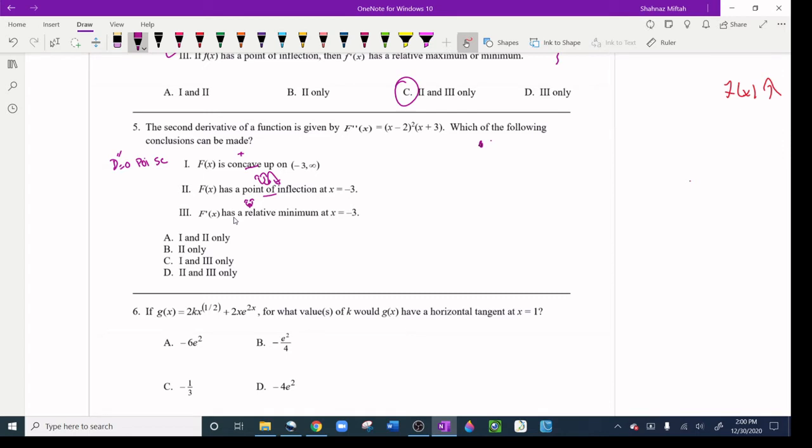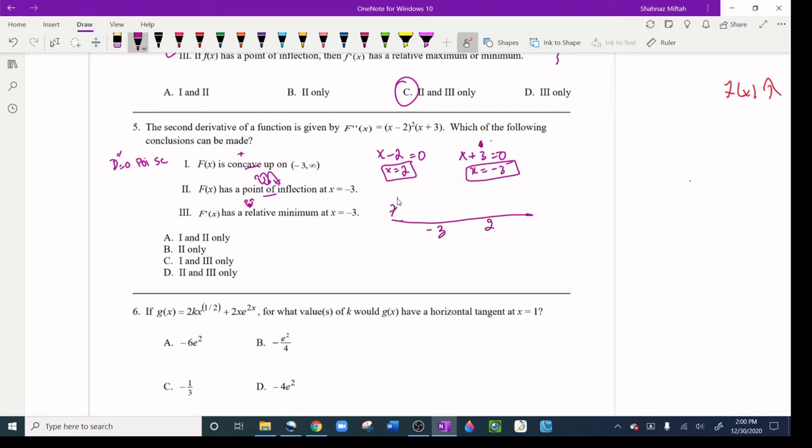So the second derivative is already there. I just have to make these equal 0. x minus 2 equals 0 and x plus 3 equals 0. This is going to give me x equals 2, and this is going to give me x equals negative 3, and these are potential points of inflection, like 50%. We don't know yet unless we try the sign chart and the concavity changes.